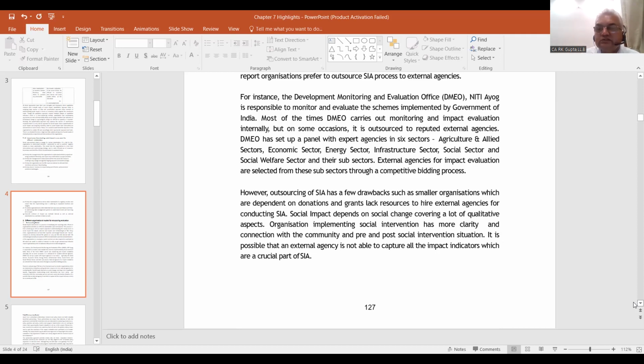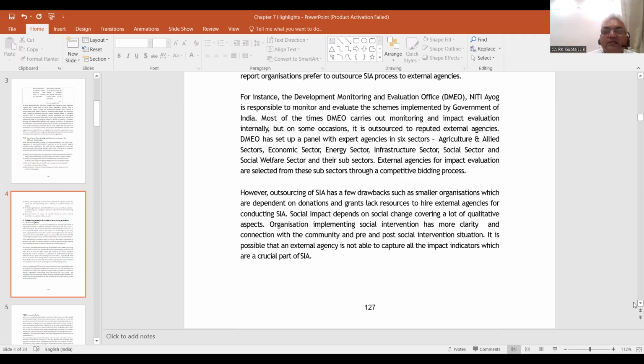Social impact depends on social change, covering a lot of qualitative aspects. Organization implementing social intervention has more clarity and connection with the community, because they are working day in and day out with that particular community, and naturally they have got more clarity and connection. If some outsider comes, he may not be able to gauge the impact and pre and post social intervention situation, because suppose they started a scheme for say 3 years, so they are aware what was the situation at the beginning, what is the situation in the middle, and what is the situation at the end.